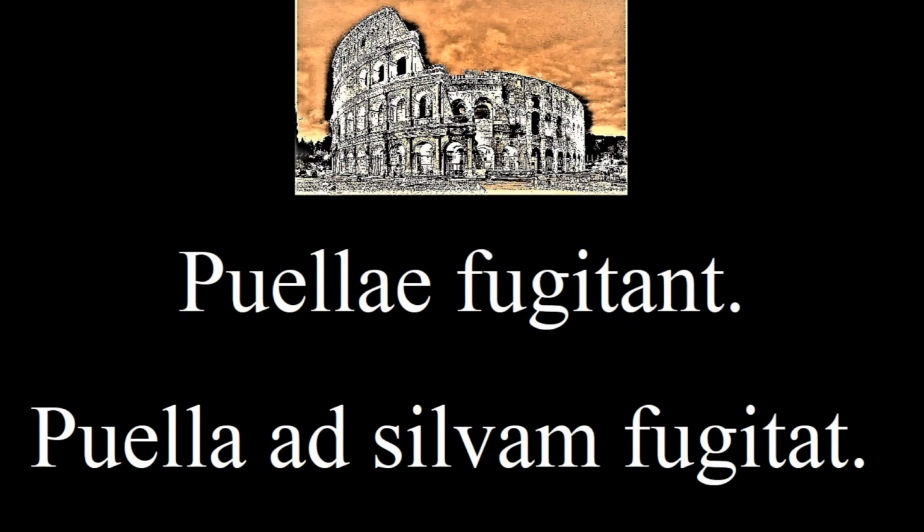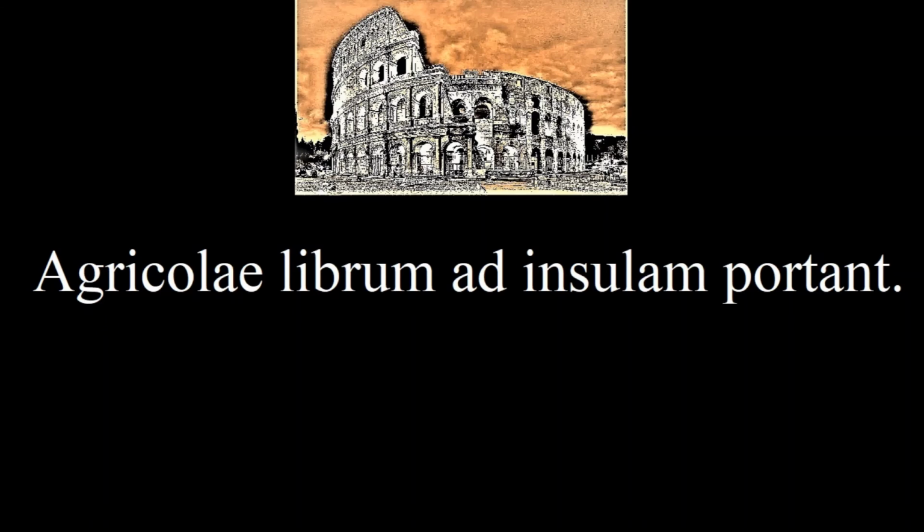The next word doesn't have a strong connection to its English meaning, except that they share many letters. The word insula means island. Let's say the farmers carry a book to the island. Agricolae librum ad insulam portant.